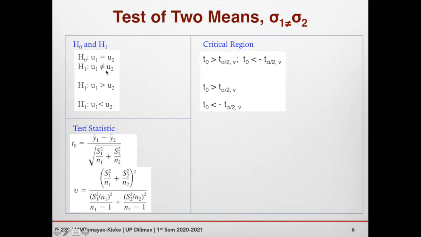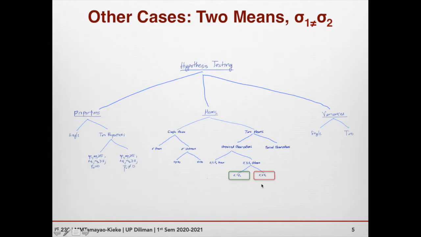You will of course see a pattern. You can have three sets. You can have a two-tailed test or a one-tailed test. For your one-tailed test, you can either have the first sample greater than the second, or the first less than the second. Okay, so let's just go back first to this case.